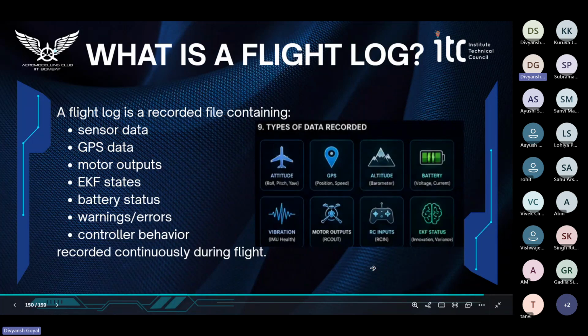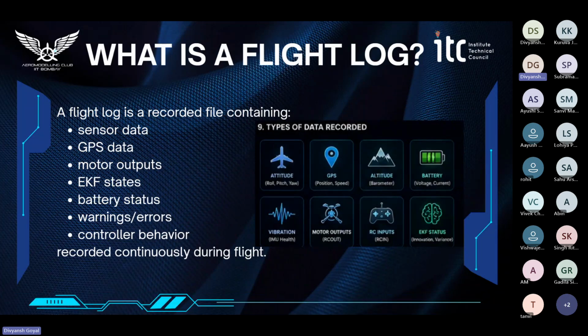So what is a flight log? You can think of it as a black box of our drone system. A flight log is a recorded file containing all the data, whatever it is: the altitude, GPS data, the inputs and motor outputs, battery health, and any kind of error that has occurred, or the sensor data, control behavior, everything is covered in a flight log. It continuously records data throughout your flight.